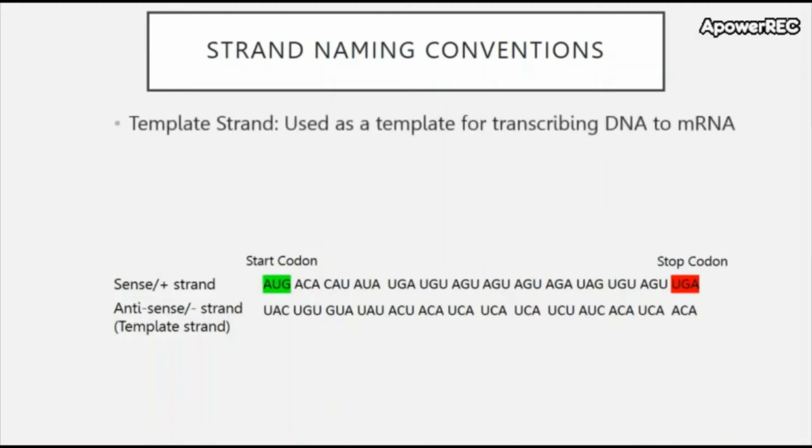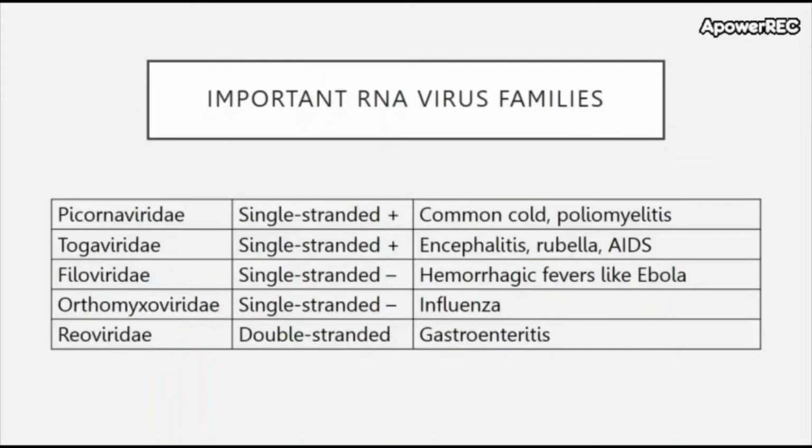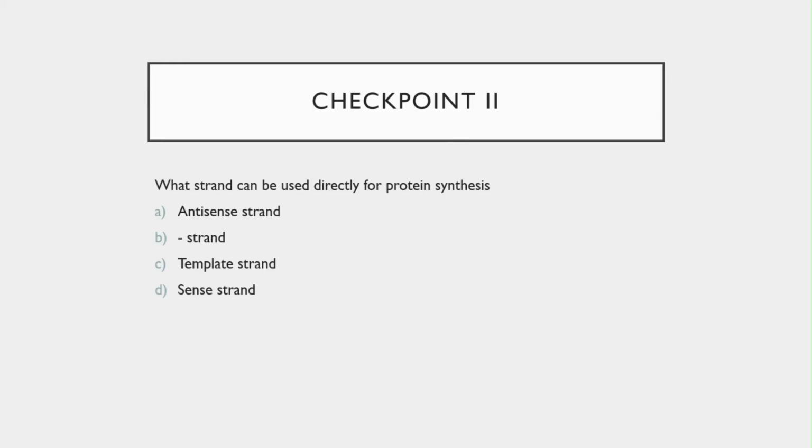Again, that template strand is used as a template for transcribing DNA to mRNA, and the coding strand would be complementary and parallel to the mRNA strand, the mRNA strand being that which codes for proteins. Checkpoint 2. What strand can be used directly for protein synthesis? Meaning it can be sent right to the ribosome and be used as the strand to synthesize the amino acid sequence.